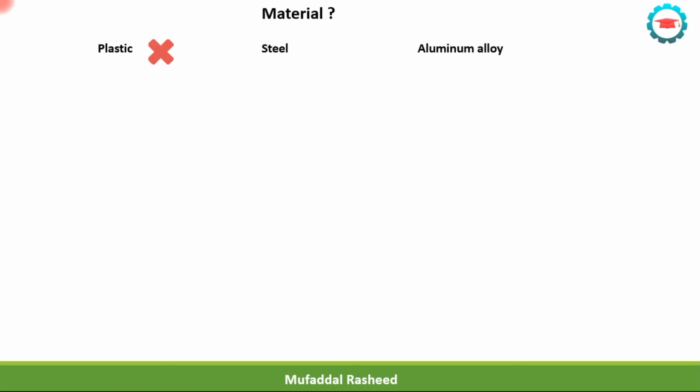So why will plastic not be a suitable selection in this case? The geometry can be manufactured in all of these three materials. It can be manufactured in plastic by machining, it can be manufactured in steel by machining, and also it can be manufactured in aluminum alloys by machining. So why is plastic an inferior choice over here?